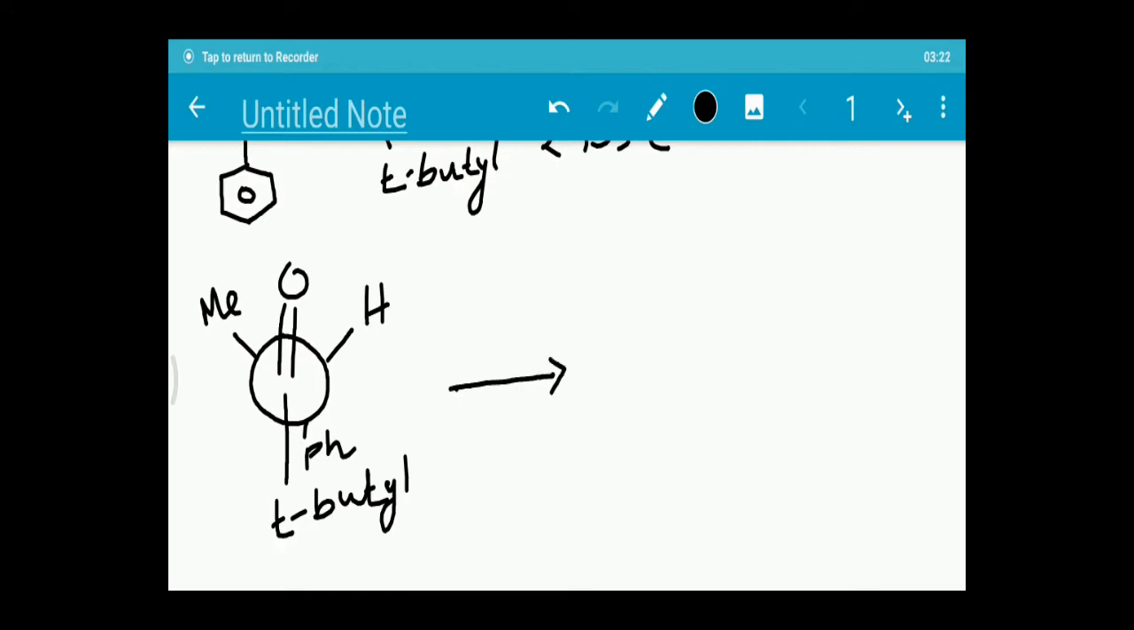Now, what happens here? According to Cram's rule, when my carbonyl group is flanked between the medium and the small group, my nucleophile prefers to attack from the side of the smaller group. That leads to this product. So when hydride attacks the carbonyl carbon, my oxygen will be moved towards this side, resulting in the formation of OH. The incoming nucleophile will be here, which is hydrogen.